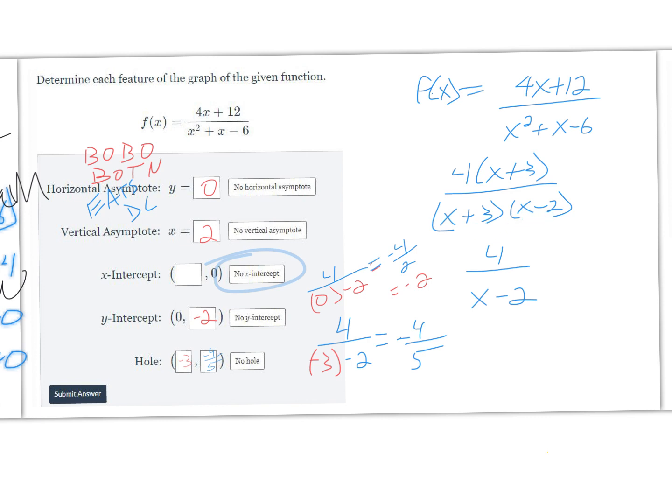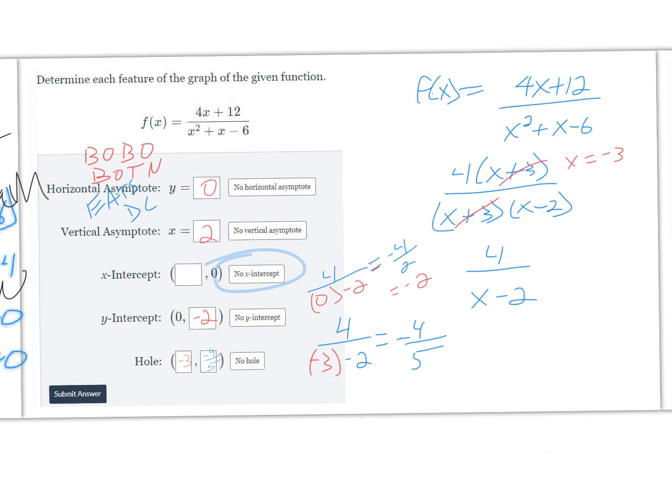minus 2). You'll notice that when we do that, we can cancel out the x plus 3 and the x plus 3. That means we have a hole when x equals negative 3. And when we continue to simplify it, we end up with 4 over x minus 2.